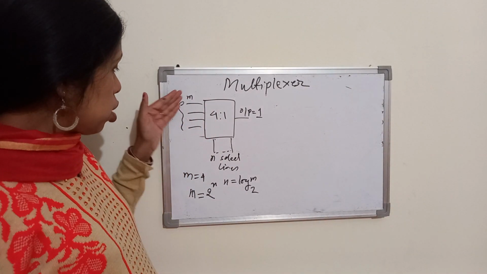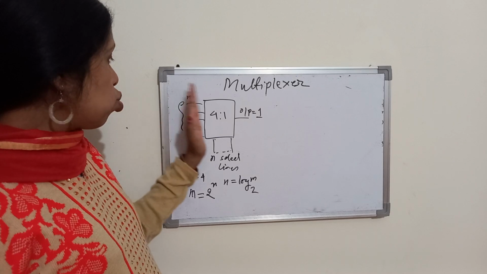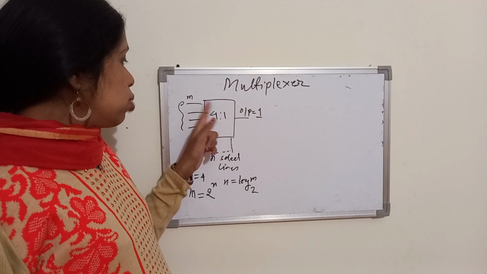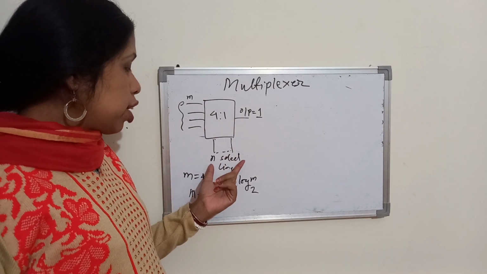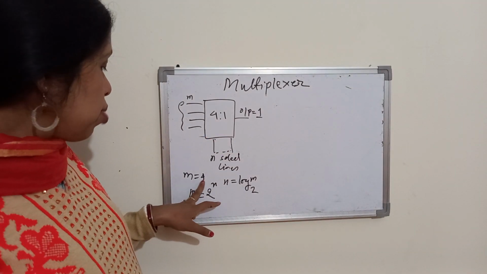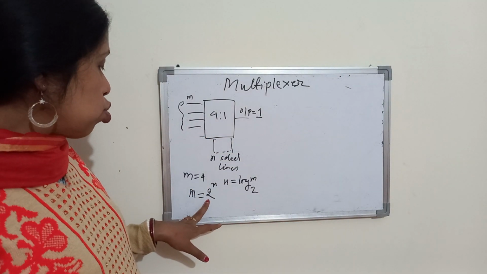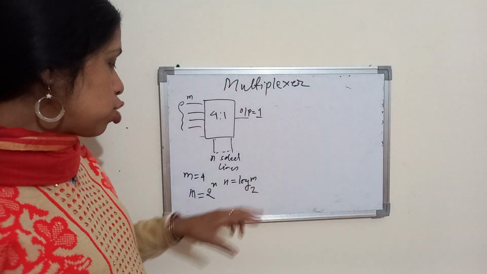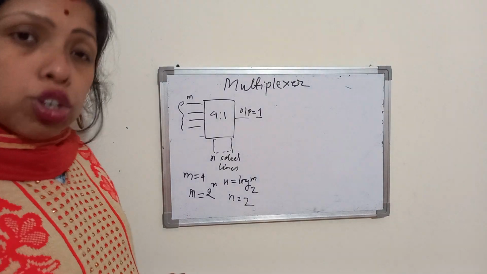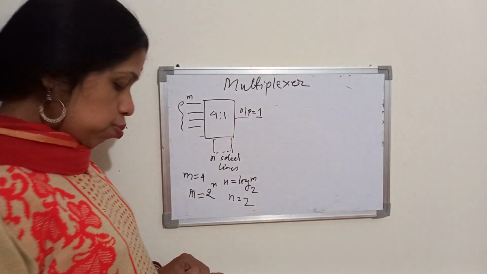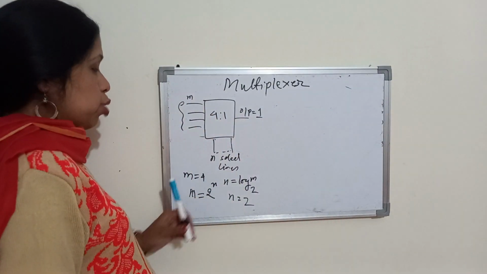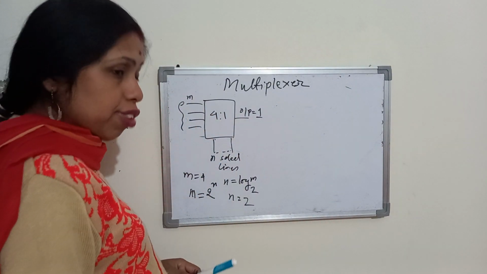Suppose 4 pieces of information are passing through these 4 input channels. At one time, which information will pass to the output? That depends on the select lines. So if m is equal to 4, m is equal to 2 to the n, or n is equal to log m base 2. So here you can calculate n is equal to 2. Number of select lines is 2. I hope it is clear to all of you. So this is the relationship between select lines and the number of inputs.